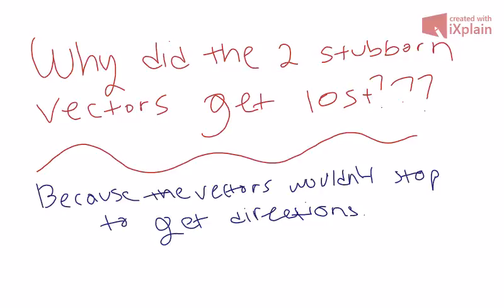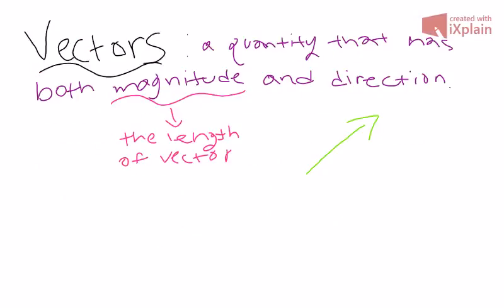So if you didn't understand this riddle, hopefully you will by the end of this video, because today we'll be reviewing vectors. Vectors are defined as a quantity that has both magnitude and direction. Magnitude is the length of the vector, or you could also think about it as the distance from the tail to the head of the vector. And direction is the direction that the vector is pointing. Vectors are represented with arrows.